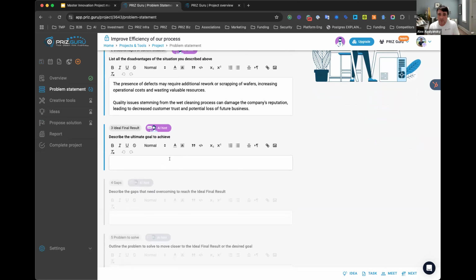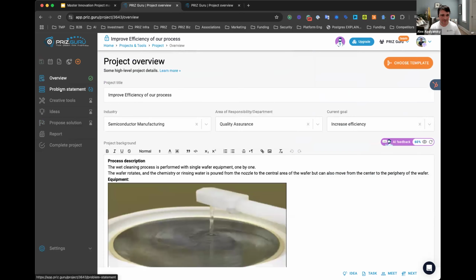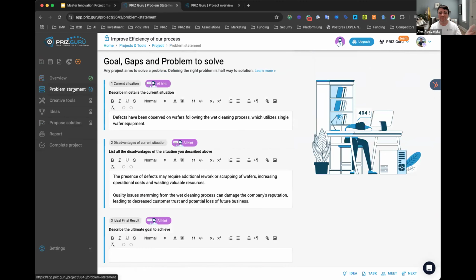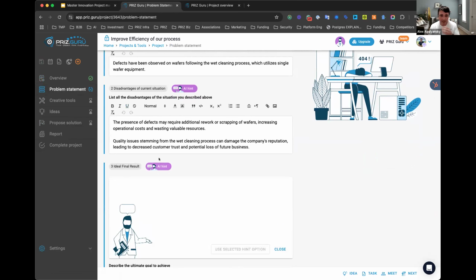Next, the ideal final result. Where is it we want to get to, right? Perfect wafer, no defects. Yeah, I think we're talking about the defects on the wafer. Yeah, the perfectly clean wafer, for example, right? That's the ideal final result.